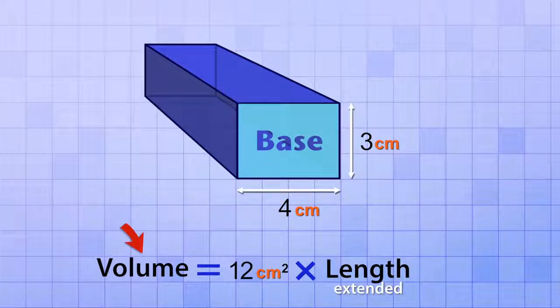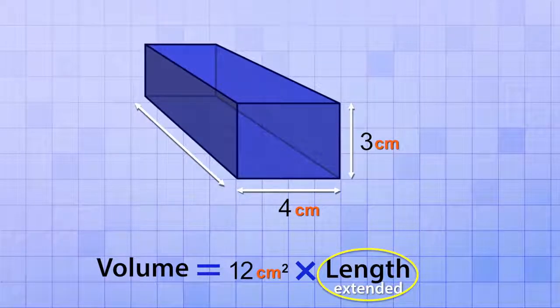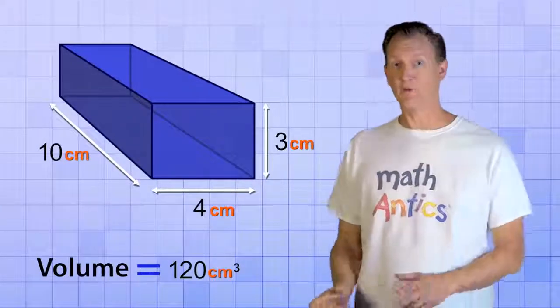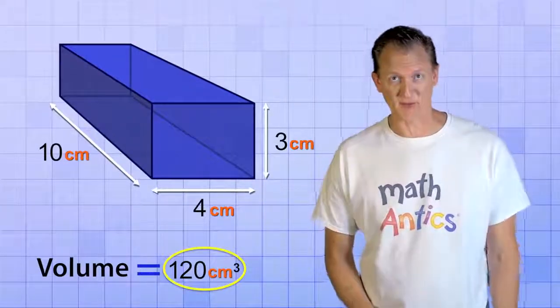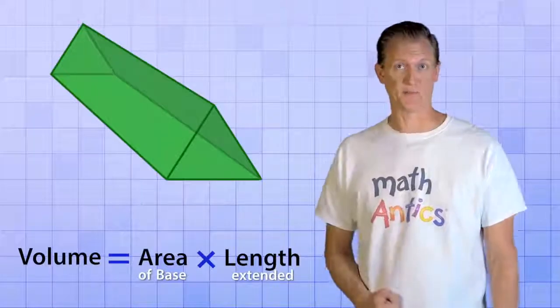Now, to find the volume, we just need to multiply that area by the length that the base was extended. Our diagram tells us that distance is 10 centimeters. So if we multiply 12 centimeters squared by 10 centimeters, we get 120 centimeters cubed. So this rectangular prism has a volume of 120 cubic centimeters. Okay, let's try to find the volume of the triangular prism now.